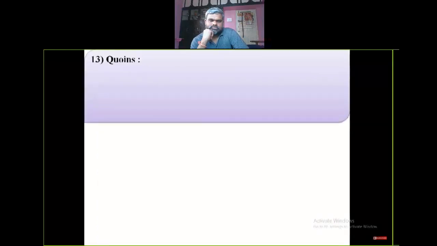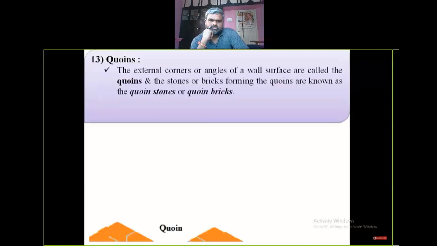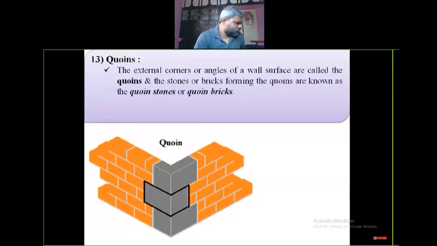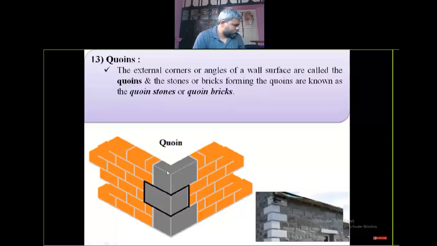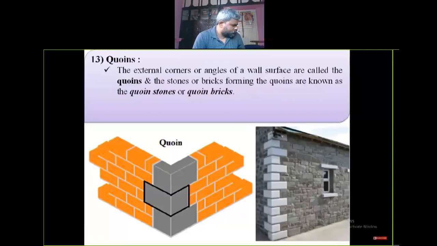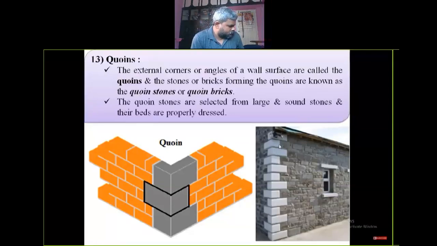Next one is quoins. The external borders or angles of a wall surface are known as quoins. So in this image, you can see here the external borders or angles of the wall surface. These are the quoins. The stones or bricks forming the quoins are known as quoin stones or quoin bricks. In this image, you can see here these are the quoin stones. The quoin stones are selected from large and sound stones, and their beds are properly dressed.